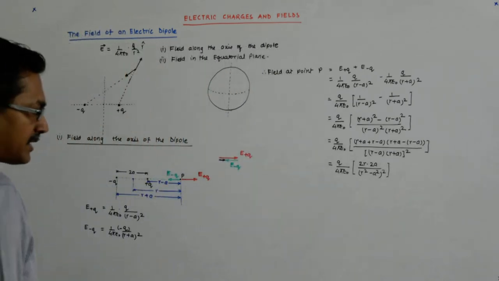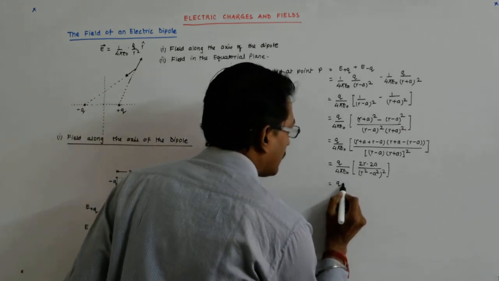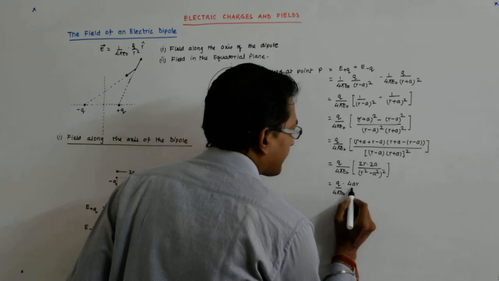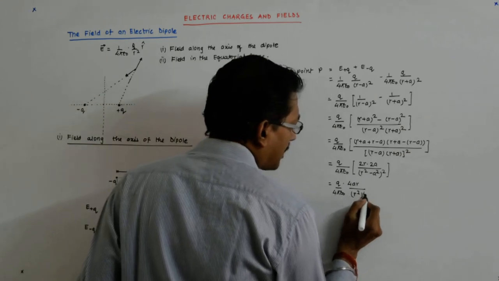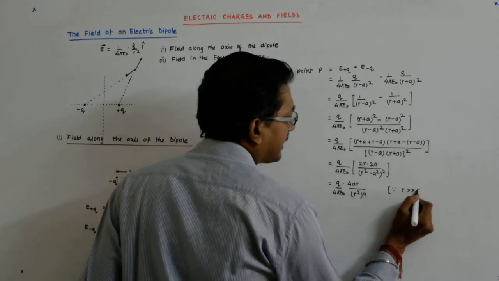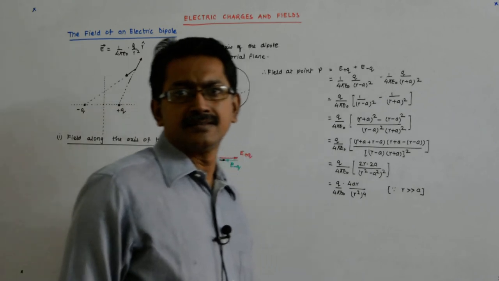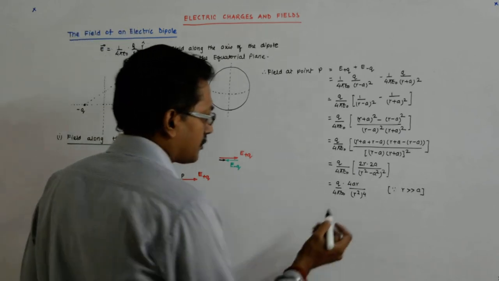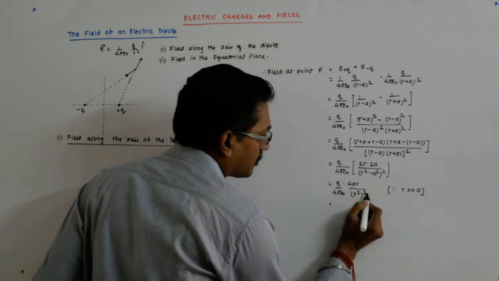Correct? So that gives me Q into 4AR, Q upon 4 pi epsilon naught, divided by R square to the power 4, because we are taking R to be very very greater than A. If R is very very greater than A, then the A square term becomes absolutely negligible, right? So it becomes R to the power 4. This is R square to the power 2.